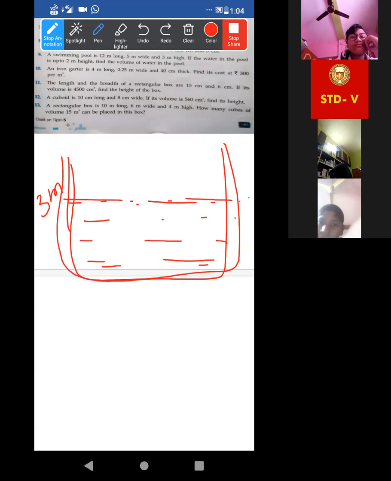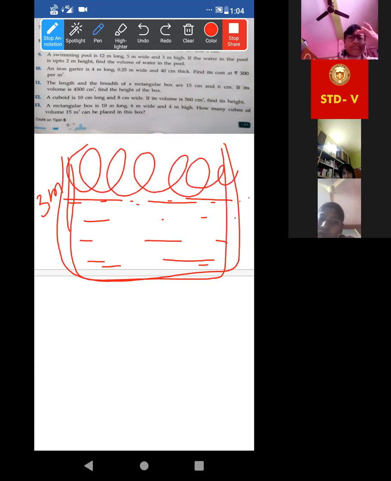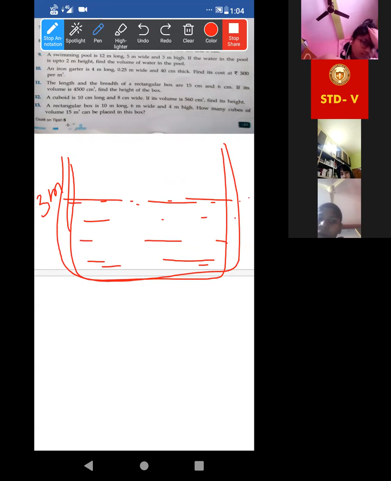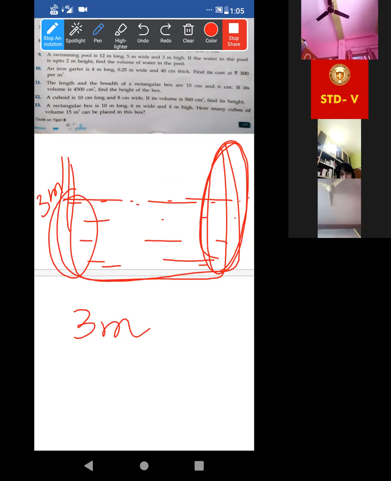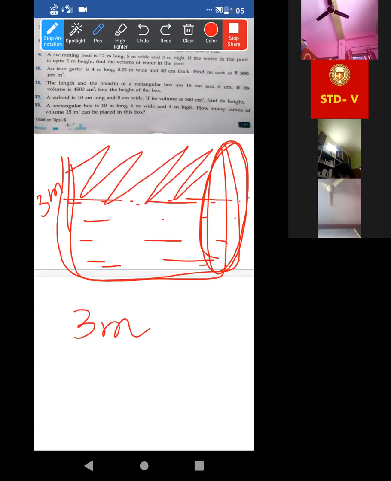This 1 meter is empty. Clear too? Now we'll have to find the volume of water. To find the volume of water, what to do? Should we take the whole height, 3 meter, as height, or we'll take this 2 meter as height? Because volume of water means we should not take this empty part.